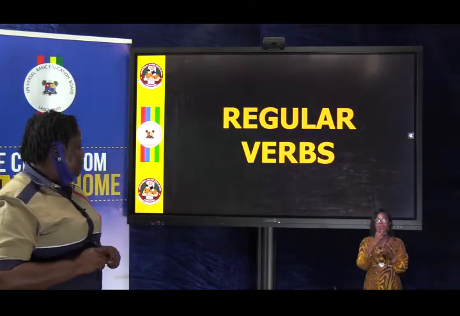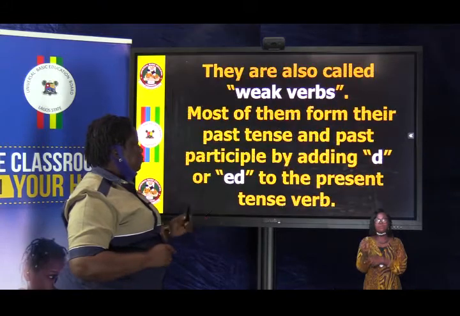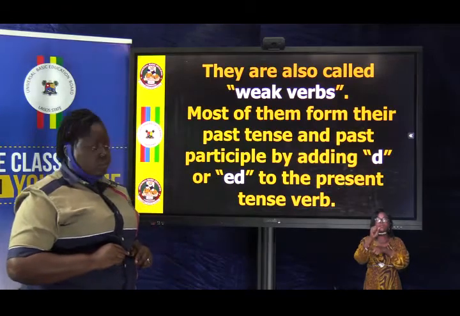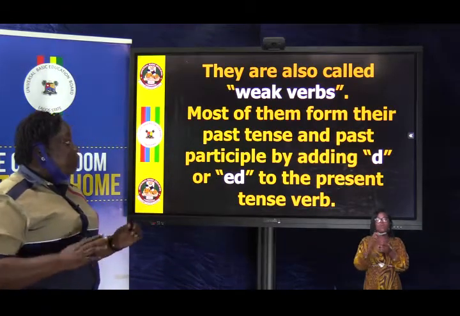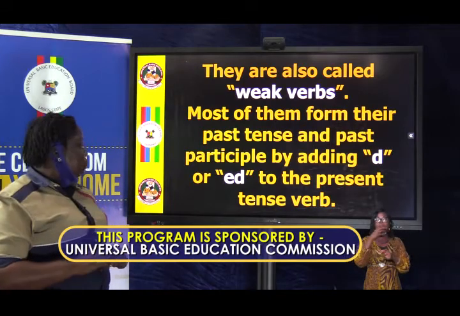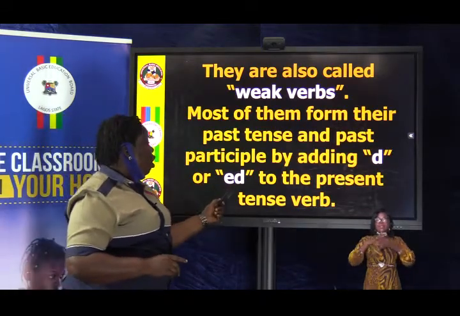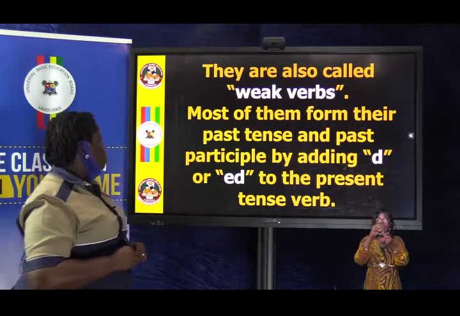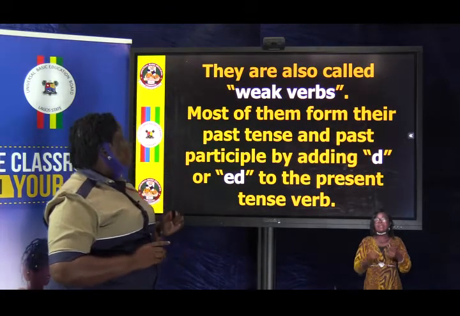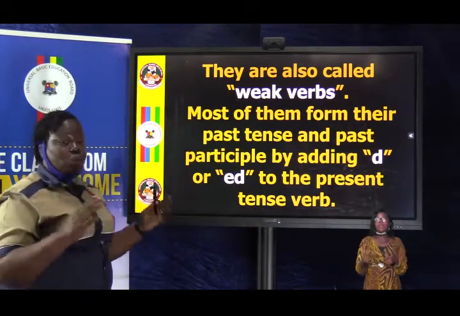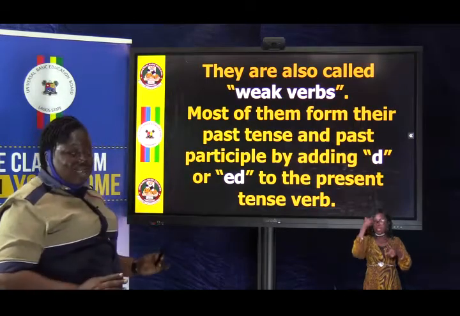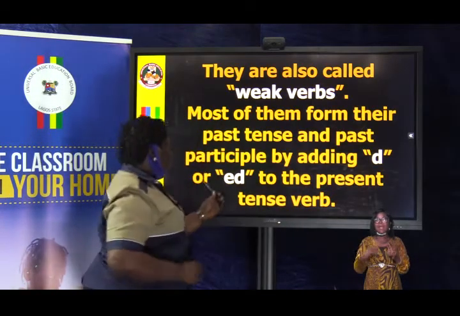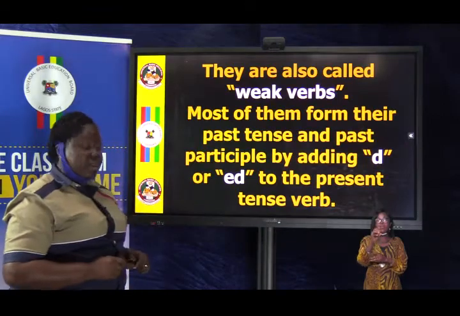Let's start with regular verbs. Regular verbs are also called weak verbs. We call them weak verbs because most of them form their past tense and past participle by adding d or ed to the present tense verb. You want me to take that again? I'll gladly do so. Regular verbs are called weak verbs. They are called weak verbs because most of them form their past tense and their past participle by adding what? D and or ed to the present tense verb.